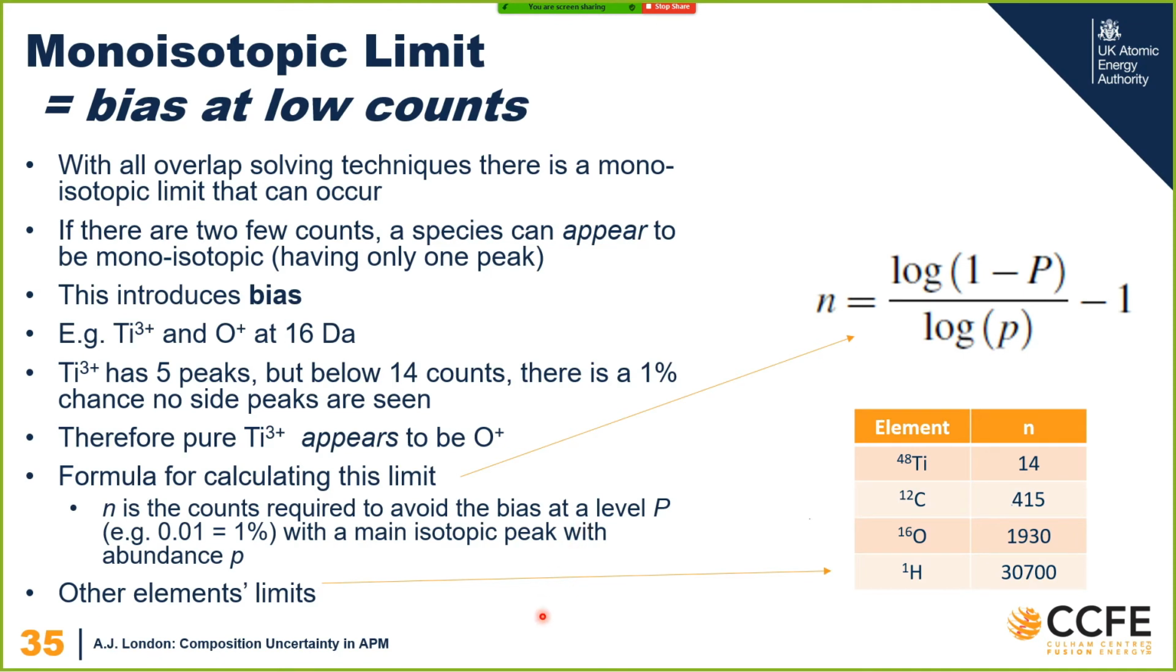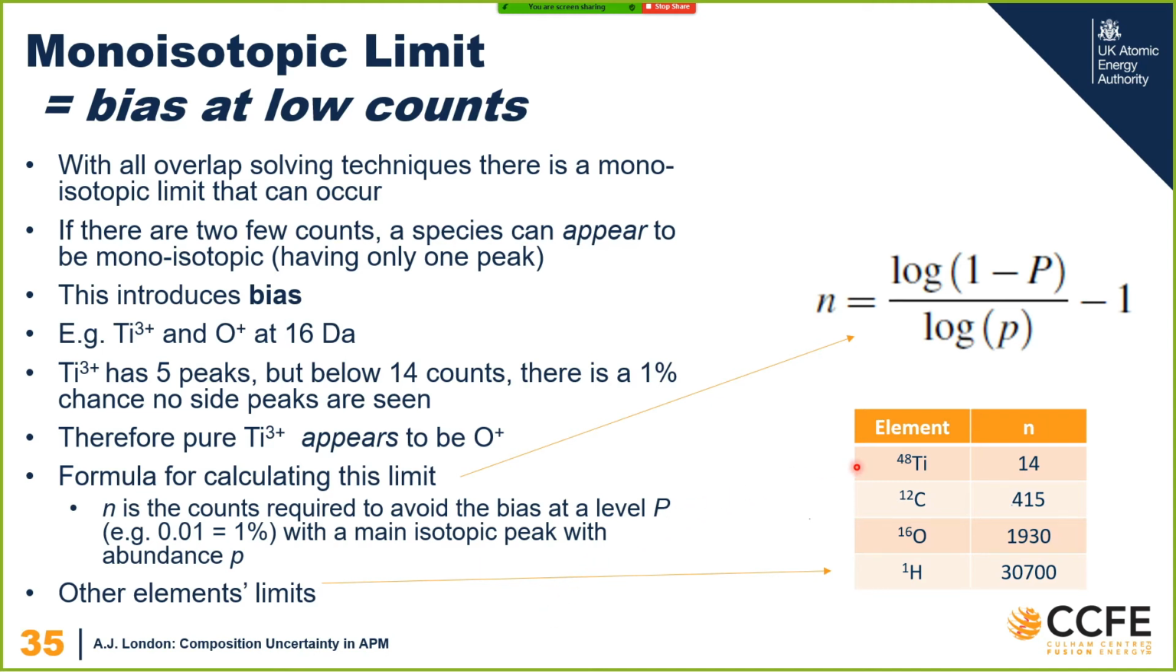This is not specific to any. This affects everything. So you have this kind of what I call the monoisotopic limit, which means if you have a few counts of something, a species can appear to be monoisotopic. That means only having one peak.